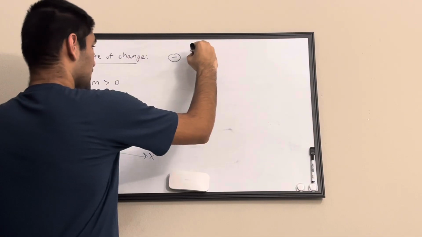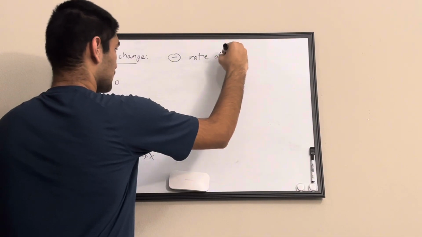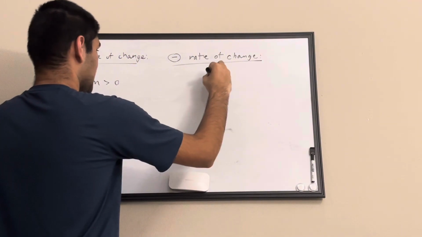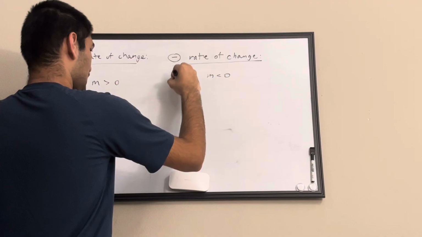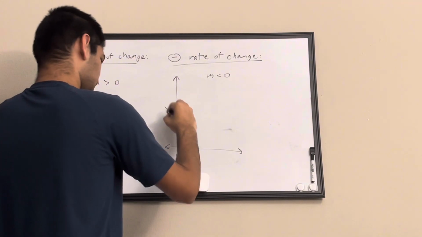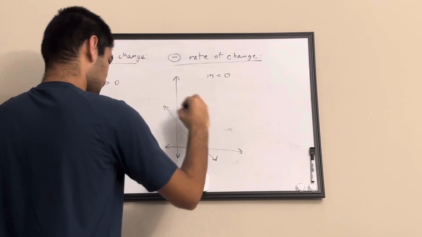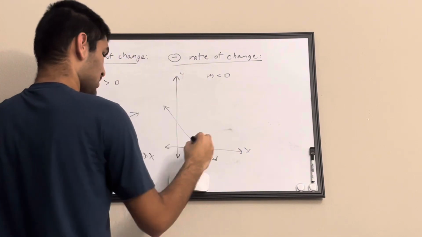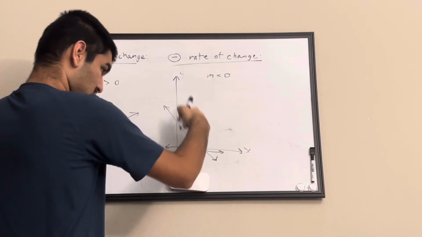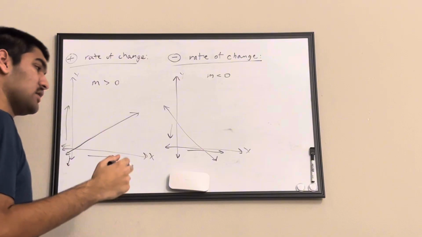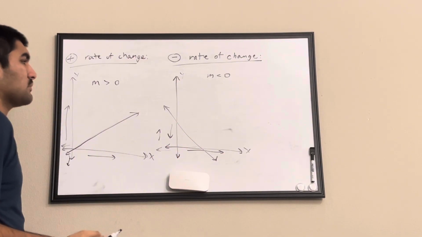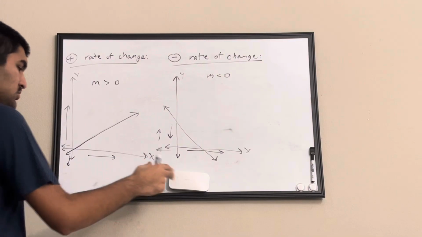So the negative rate of change: here the slope is negative, right? And graphically it would look something like that. All right, so this is the x-axis, y-axis. Now notice that as x increases, y is actually decreasing, right? And then as x decreases, y increases. Okay, so now let's do some practice with this.